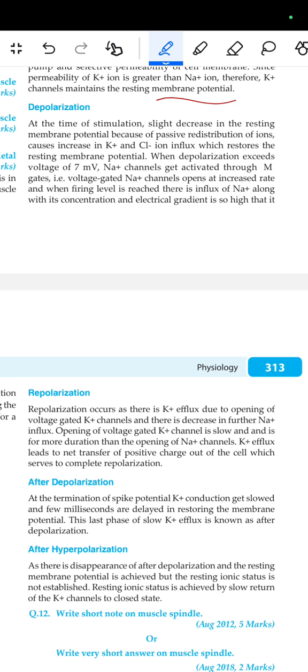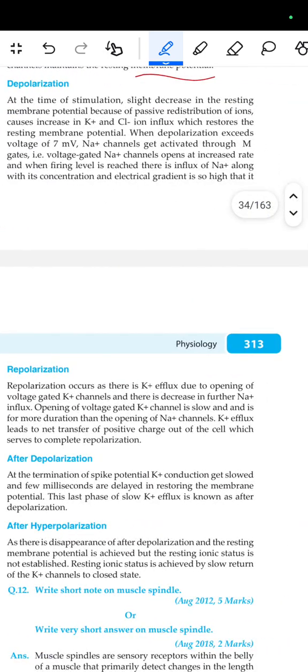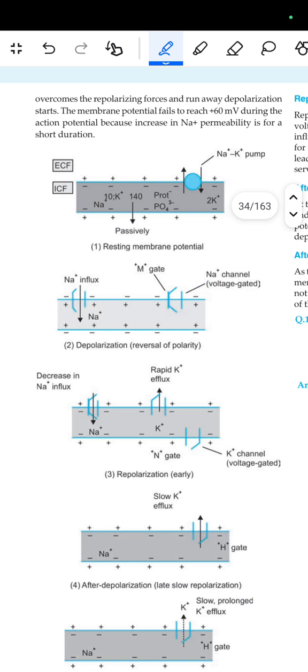the voltage gated sodium channel opens at increased rate, and when the firing level is reached, there is influx of the sodium along with its concentration, and electrical gradient is so high that it overcomes the repolarizing forces and runaway depolarization starts. The membrane potential fails to reach the plus 50 millivolt during the action potential because increase in the sodium permeability is for a short duration.